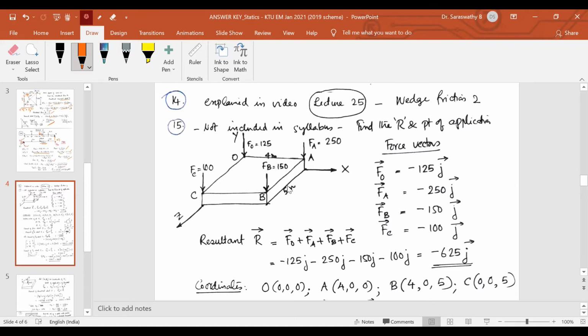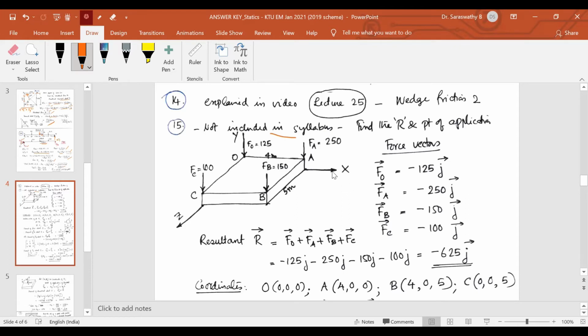Actually, this is not included in the syllabus. Your syllabus mentions only concurrent forces in space, that is, all the forces passing through one single point. This is actually a case where the forces are parallel forces, three-dimensional forces in space parallel to each other.